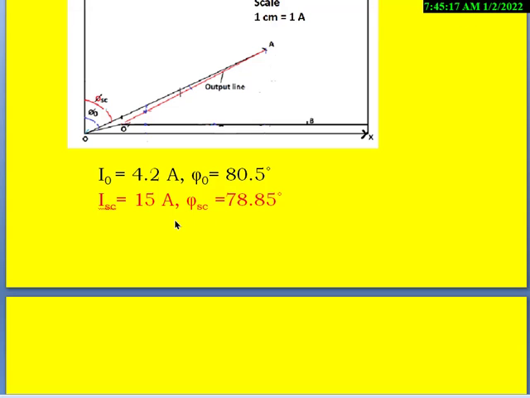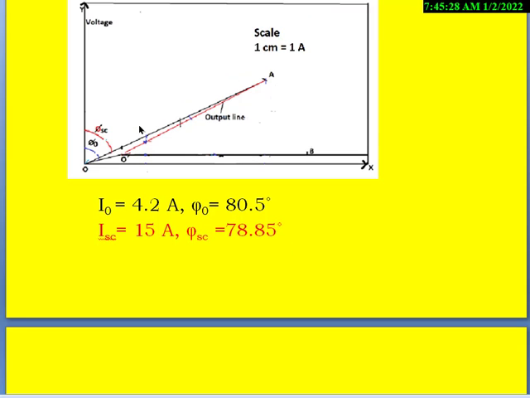Now we draw the ISC, that is 15 amperes, whose distance will become 15 centimeters at an angle of 78.85 degrees with respect to the applied voltage, that is phi SC. Draw a line OA with a distance of 15 centimeters like this. So this completes the representation of I naught and ISC. Then draw a line meeting O dash and A like this, and this O dash A we call the output line.